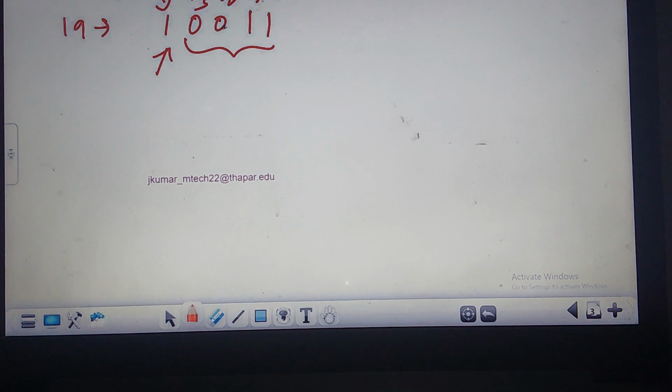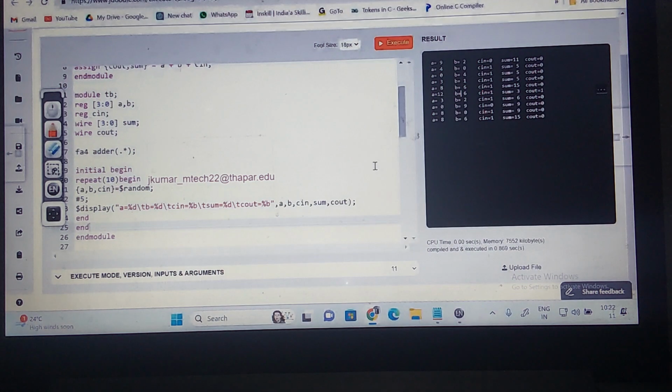But the sum is taking how many bits? 4 bits. So 0, 0, 1, 1 means what? 3. So C out is equal to 1. This is the result I am getting here: 12 plus 6 plus 1 is 3, and C out is nothing but 1. Do you understand? Is it clear here?